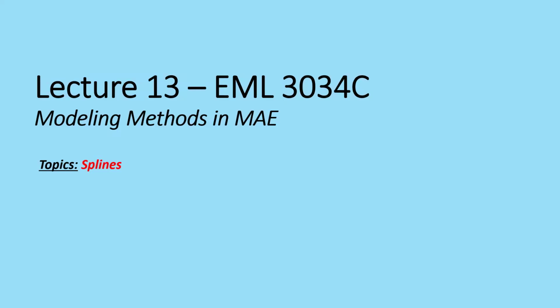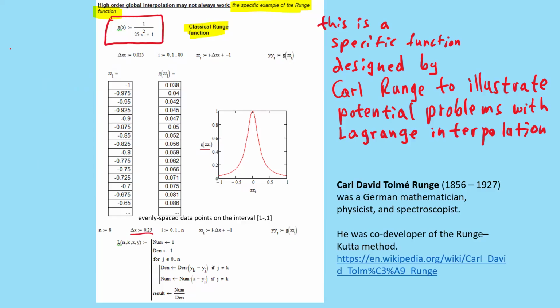Hello, everyone. The topic of this lecture is splines. In the previous lecture, we talked about data points. Once the data is exact, we do interpolation, and we talked about Lagrange interpolation, that is, passing one function over all the data points.